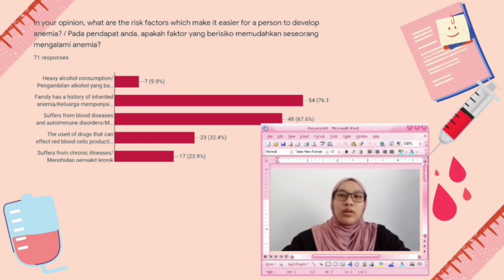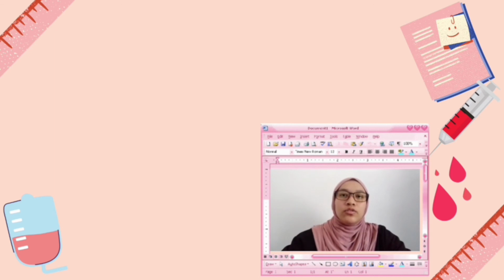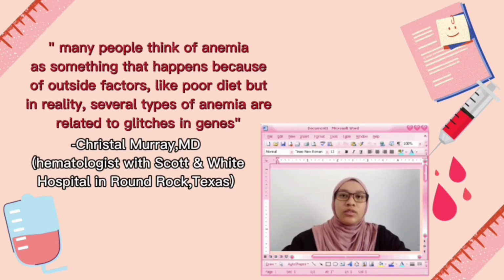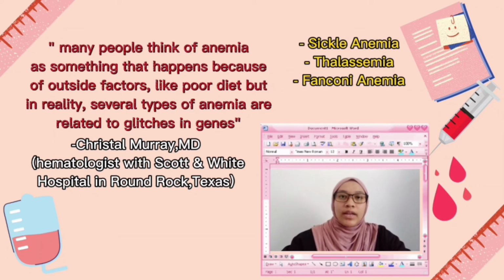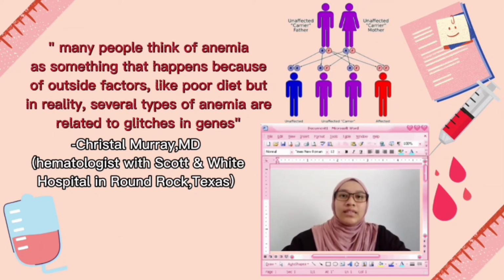We also asked our respondents' opinion about the factors that make it easier for someone to develop anemia, and about 76.1% of respondents said a family history of inherited anemia. According to Kristen Murray, MD, a hematologist with Scott and White Hospital in Round Rock, Texas, many people think of anemia as something that happens because of outside factors like poor diet, but in reality, several types of anemia are related to glitches in genes.